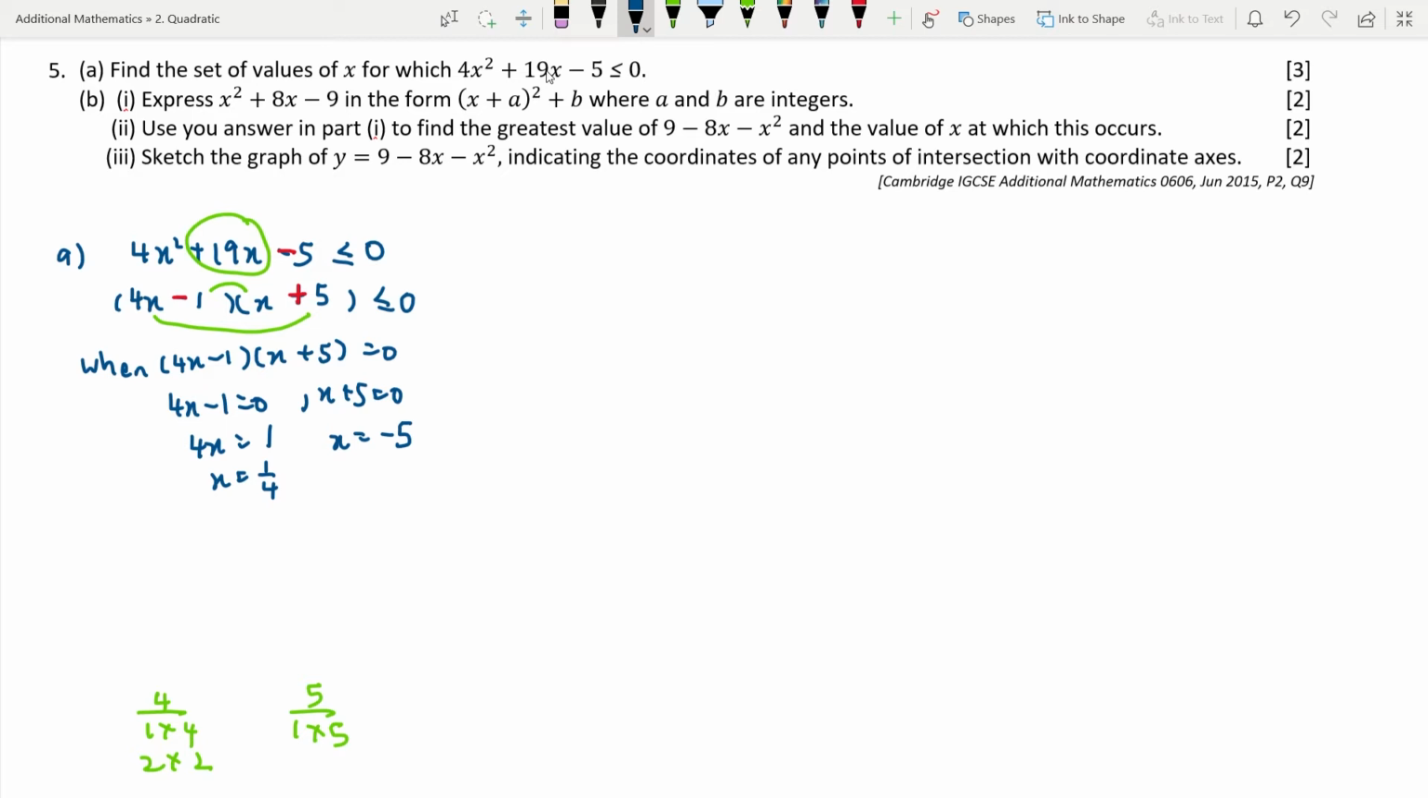We will solve this inequality by using the graph sketching method. We draw the x-axis, and the x-intercepts are negative 5 and 1 over 4. Our a value is 4, which is greater than 0. Hence, this is a smiling curve. We are looking for the area where this expression is less than or equal to 0, which is this part. Therefore, the range of values of x is between negative 5 and 1 over 4.